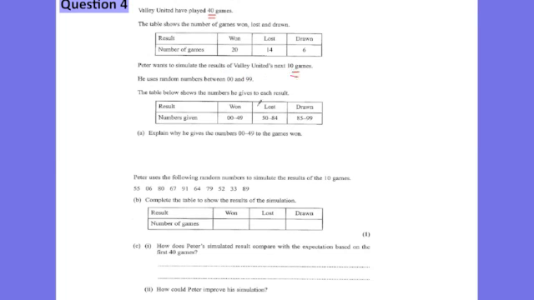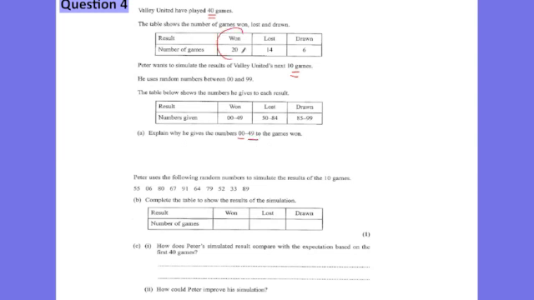He uses random numbers between 0 and 99. The table below shows the numbers he gives to each result. So this here is the rule that he's created. Explain why he gives the numbers 0 to 49 to the number of games won.